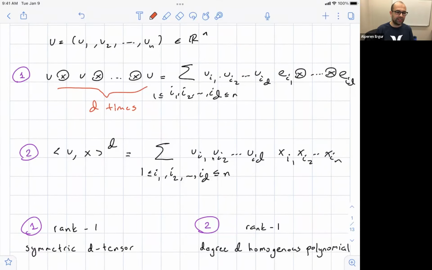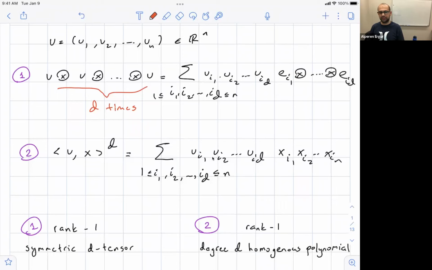The second object I talk about is this: you take a linear form. Since your v is a vector with n coordinates, you can take the inner product of it with an x, which has n coordinates, right? Raise it to the power d, and you get what I wrote there. When you look at it, you would see they look very similar. They almost look the same. If you identify the tensor-type thing in the first one with the monomial-type thing in the second one, they would look almost the same, right?